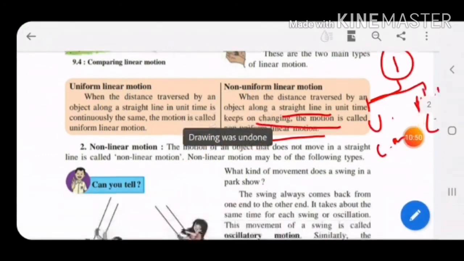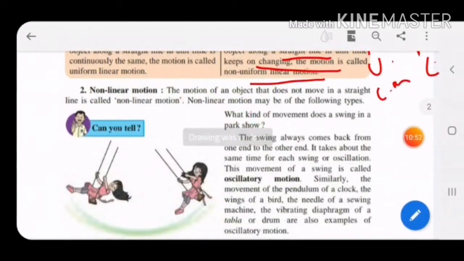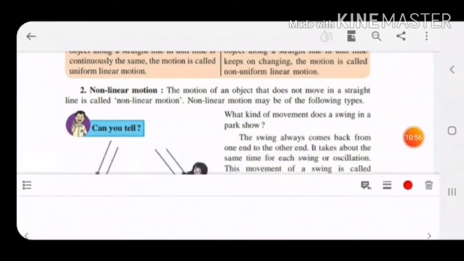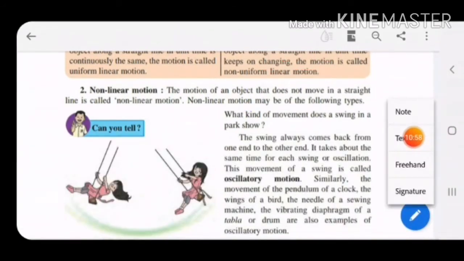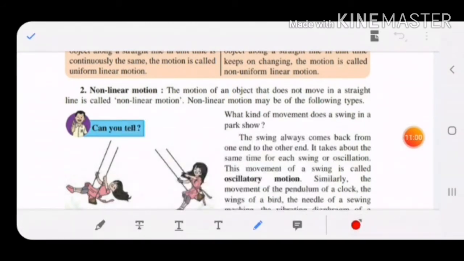Now the second type of motion is non-linear motion. In that we are going to study different types of motions. The first was linear motion, in which we studied two types, uniform and non-uniform. Now the second important one is non-linear motion. In non-linear motion we will again study different types of motion.